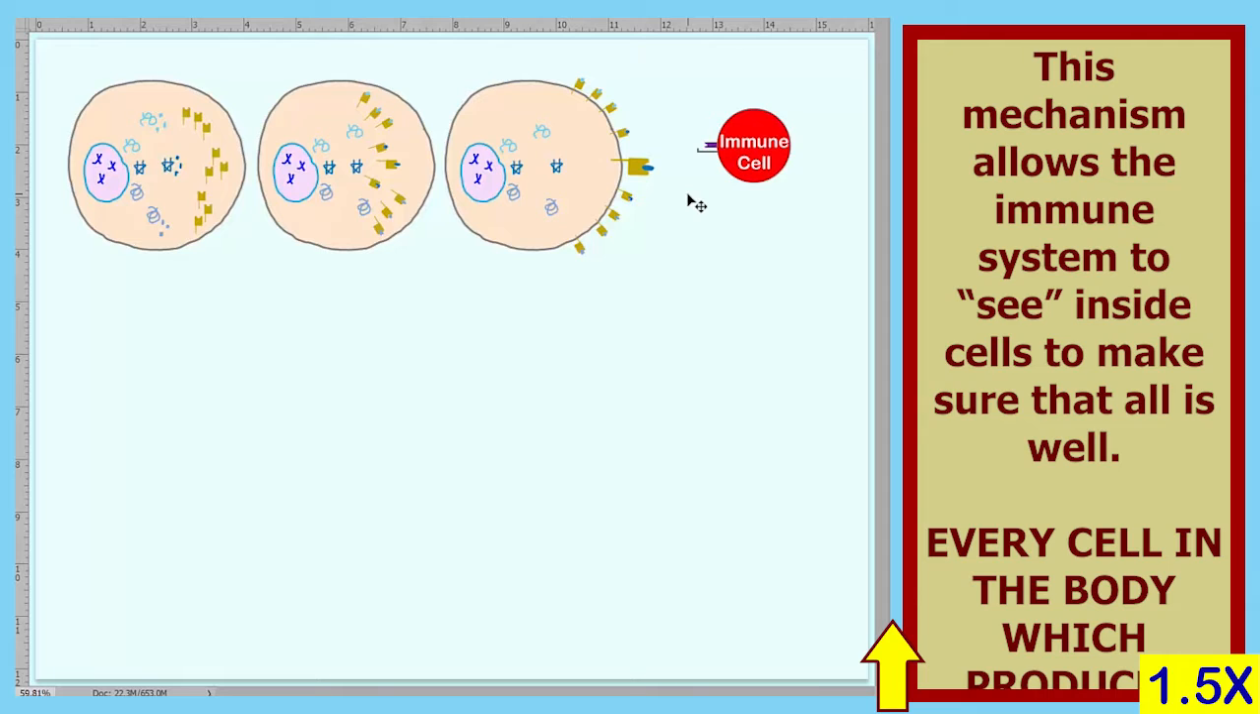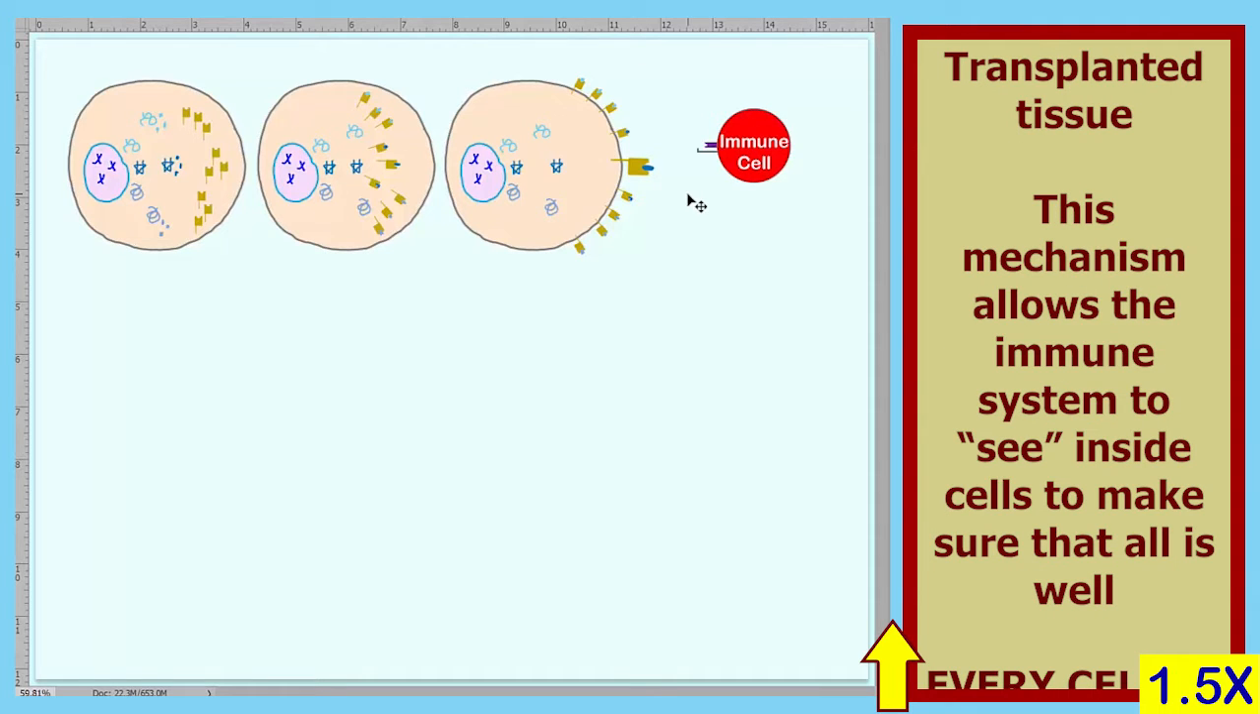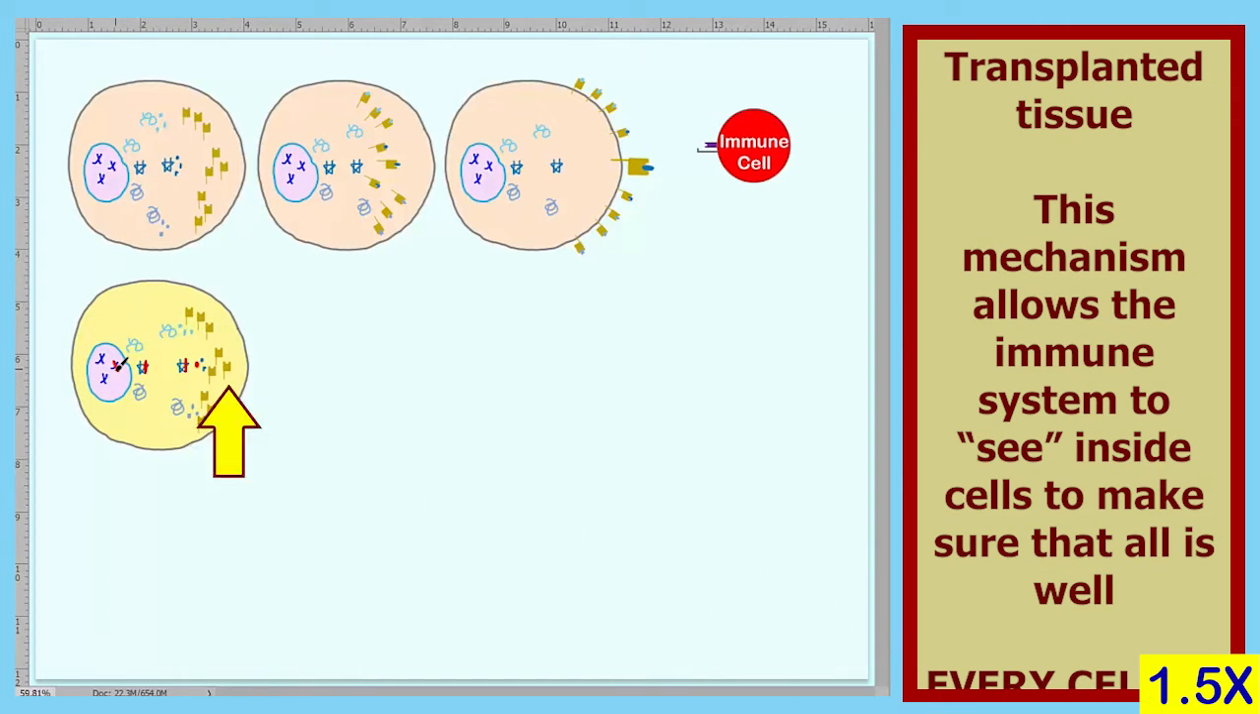Let's next see what happens with transplanted tissue. Imagine that the recipient receives a tissue transplant from a close relative, say a sibling. Let's represent the cell of a sibling. Represented here, the cell of the sibling is very similar to the recipient. Only one protein fragment is different.